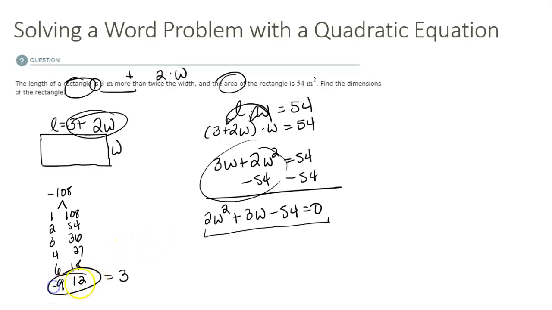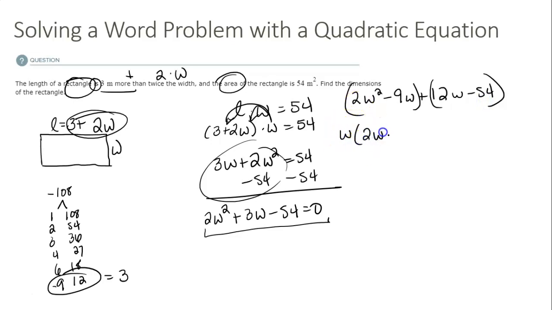So now I have my magic numbers. This is going to be rewritten as 2w squared minus 9w plus 12w minus 54. I'm going to factor by grouping the first group and the second group. The GCF of the first group is w, so that's 2w minus 9. The GCF of the second group, let's see, I think 12 and 54 are both divisible by 6. That leaves me with 2w minus 9.